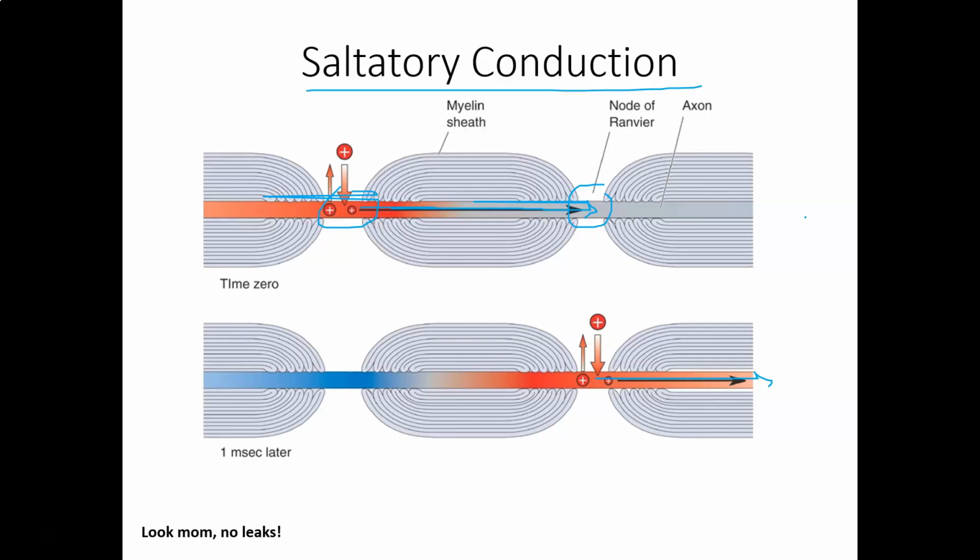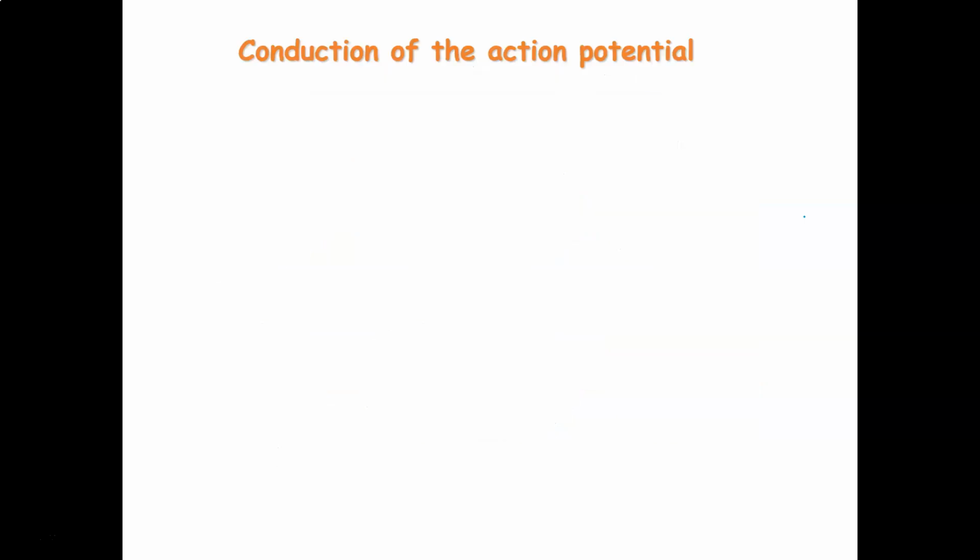So the speed of conduction increases dramatically with saltatory conduction compared to an axon that has no myelin on it. There are a couple of rules that an action potential follows that we need to discuss, and this is the case in both myelinated and unmyelinated axons. So whether a neuron has myelin or not doesn't matter. These two rules apply to all action potentials occurring in an axon.